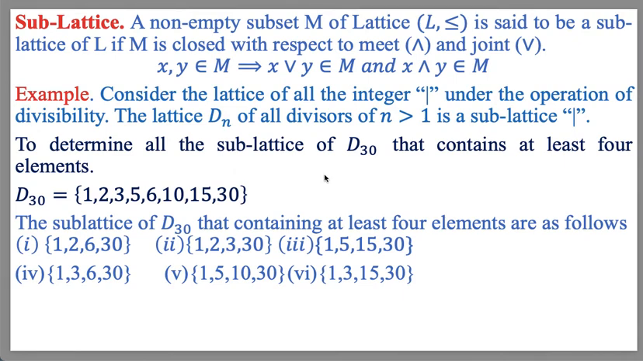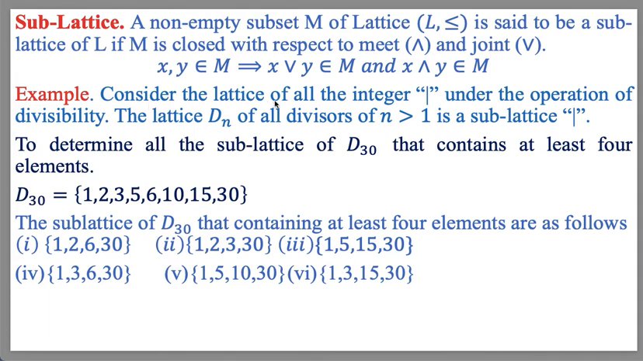Now what is a sublattice? A non-empty subset M of a lattice L together with a relation less than or equal to defined on it is said to be a sublattice if M is closed with respect to meet and join. Suppose x, y belong to M, it means x join y belongs to M and x meet y also belongs to M. Or we can say that it satisfies all the properties of a lattice.